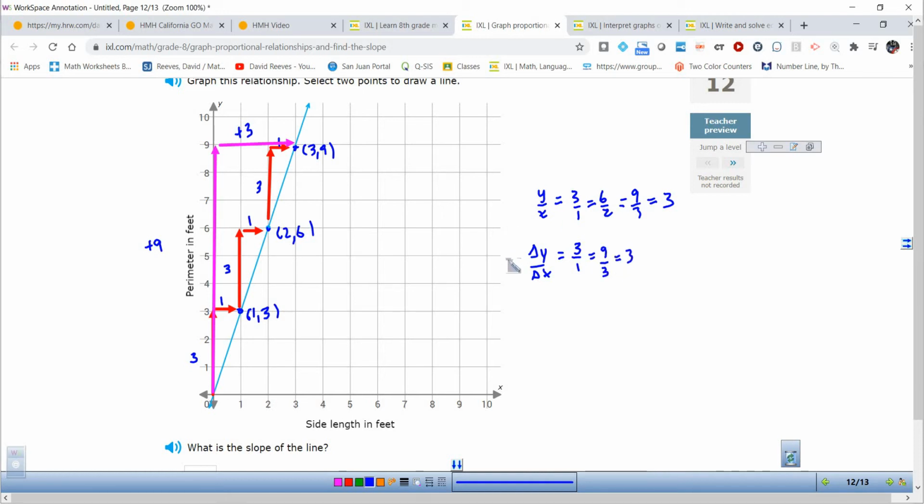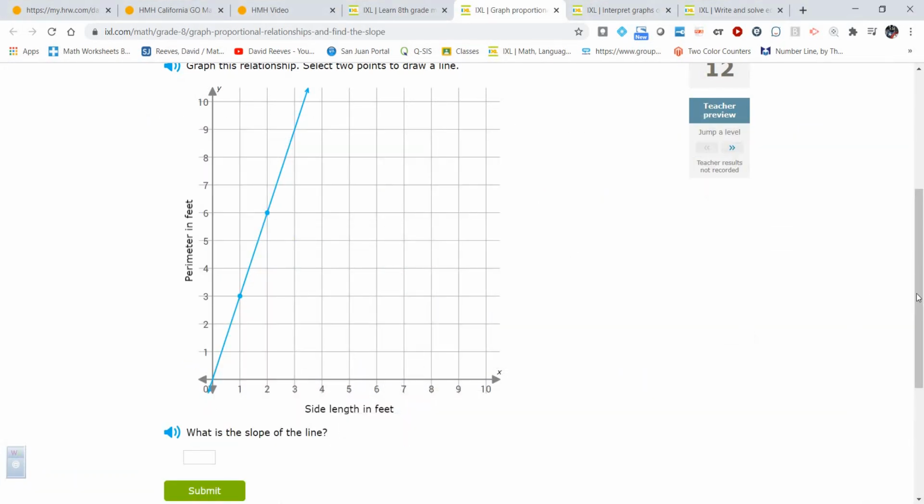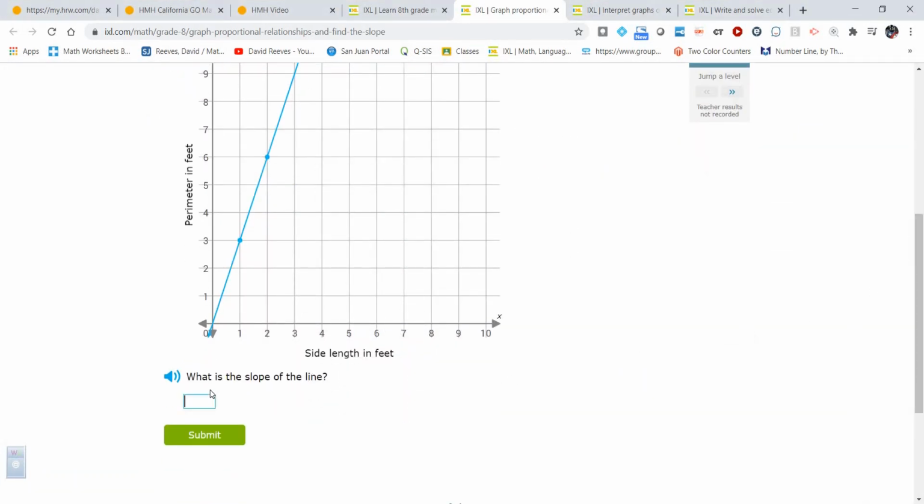And we say that m is the letter for slope and k is the constant of proportionality. In a proportional relationship, those two will always be the same. The slope will always equal the constant of proportionality, k. All right, so the answer we're looking for here is 3, or 3 over 1.